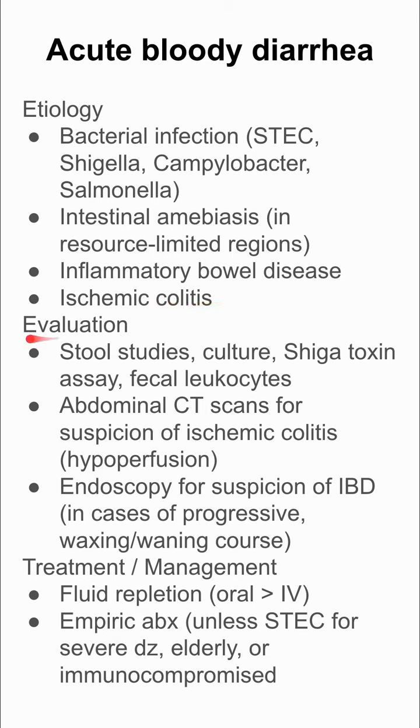Your evaluation, typically in the emergency room or in the primary care clinic, typically involves stool studies, stool culture, Shiga toxin assay, fecal leukocytes. You can do abdominal CT scans for suspicion of ischemic colitis. This is when you have hypoperfusion of the bowel that can lead to necrosis. You can also do endoscopy if you suspect IBD, and this is typically in cases of a progressive acute bloody diarrhea course, or an acute bloody diarrhea that has a waxing and waning course.